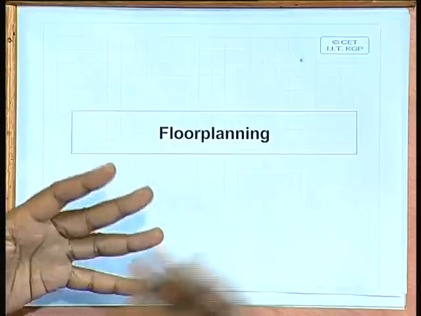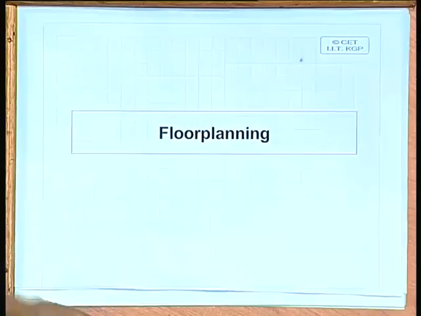In this lecture we are talking about partitioning. Now, as the next logical step in the backend design process, today we will be talking about a process called floor planning. So, first let us try to understand what floor planning really means.